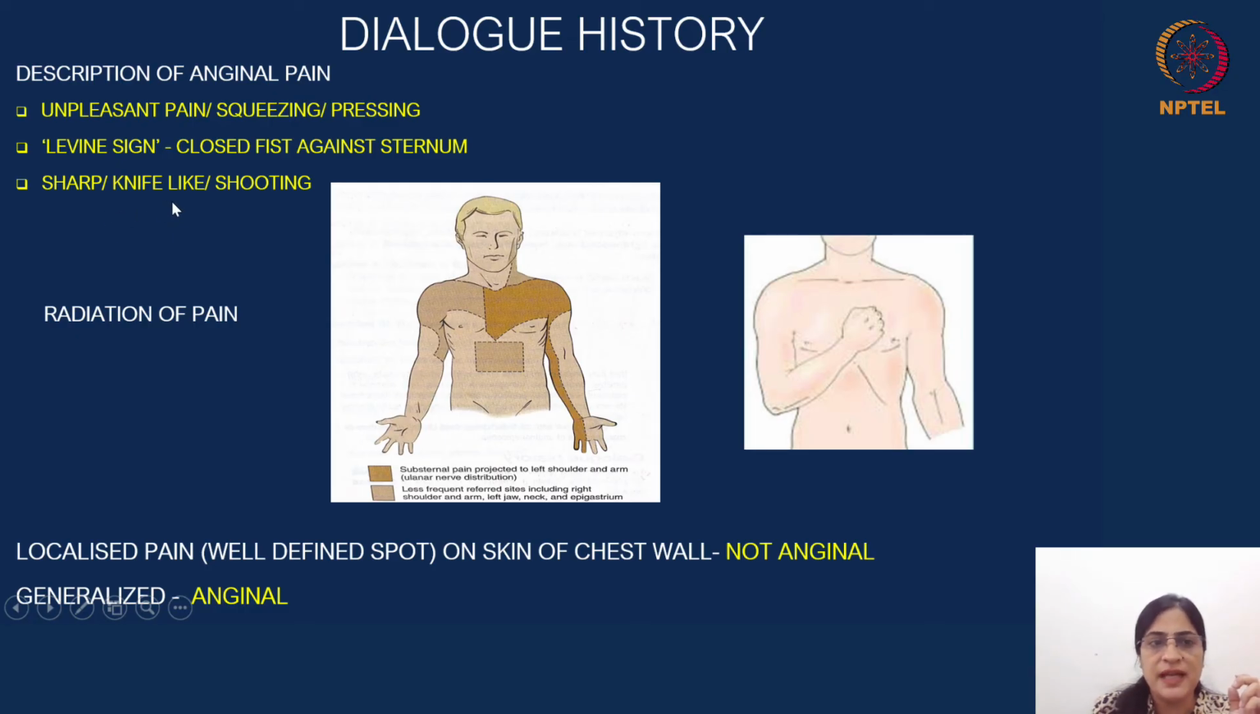The pain can be sharp also, knife-like, or shooting. The pain radiates to the left shoulder and left arm along the course of the ulnar nerve, and less frequent sites would be the right shoulder and arm, left jaw, neck, and epigastrium. Even if it is a sharp knife-like pain, it will be localized in case of non-angina. In case it is anginal pain, if it is sharp, knife-like, or shooting, it will be generalized, not localized. So localized pain, which the patient is able to pinpoint to a well-defined spot on the skin of the chest wall, is not an anginal pain. The pain in angina is generalized. This is how you differentiate an anginal pain from a non-anginal pain.